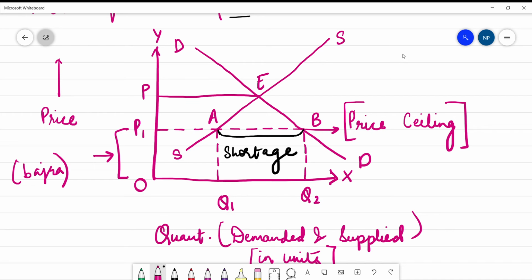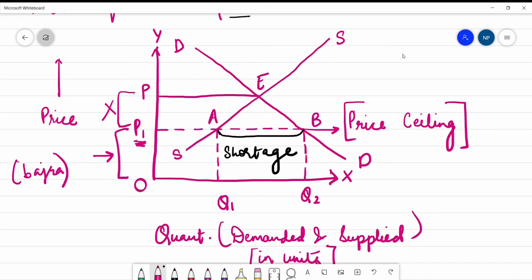Why does the government do so? Because the government sets a price, that is a price ceiling. That means the poor people are only able to afford till P1. P1 becomes the ceiling. Above the point P1, poor people are not able to afford the products. Therefore, the government sets a price ceiling.